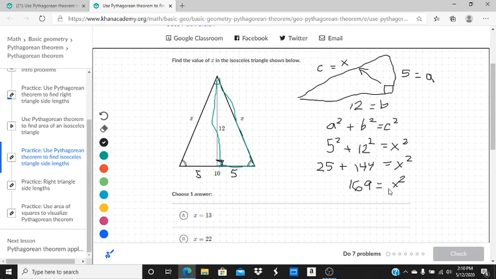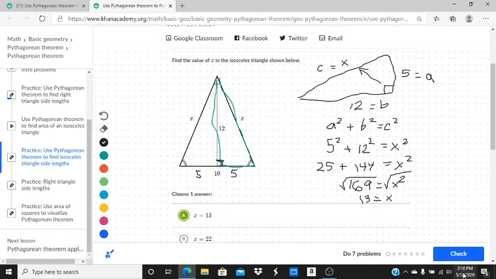Okay, to get just X, I'm going to take the square root. And I have to take the square root of both sides. If I do it to one side, I have to do it to the other. Square root of 169 is 13. Square root of X squared is just X, so X is equal to 13. Let's check our work. Look at that, energy points. Today's a good day. Let's try another problem.